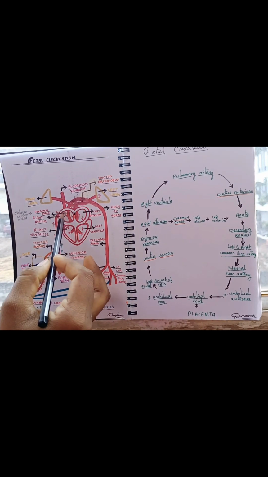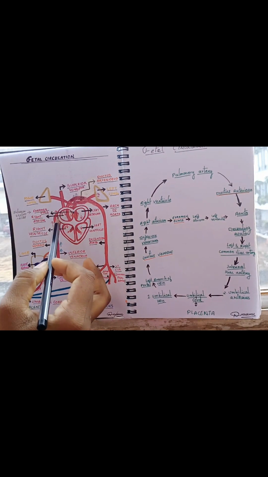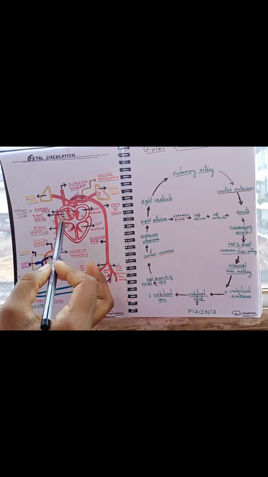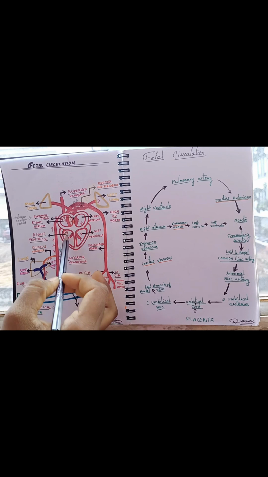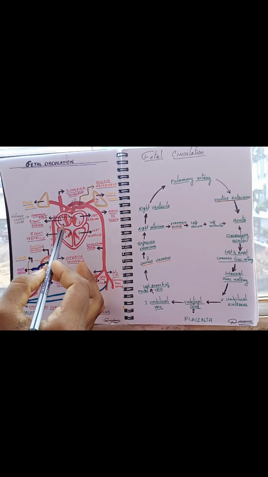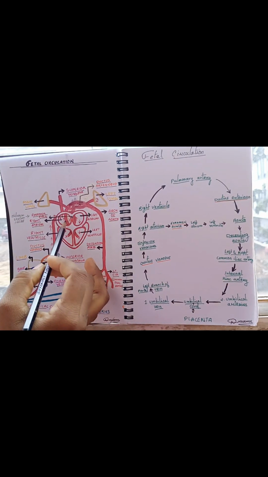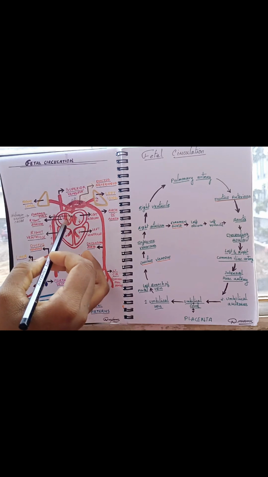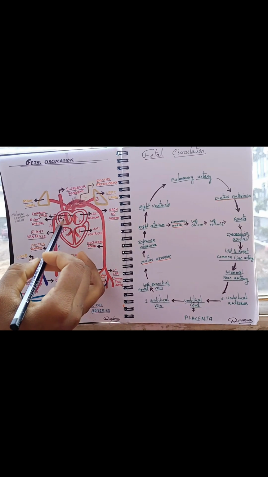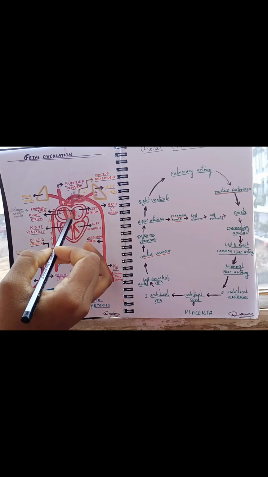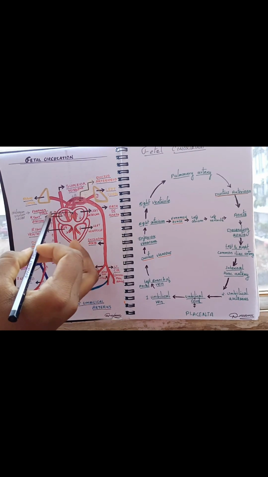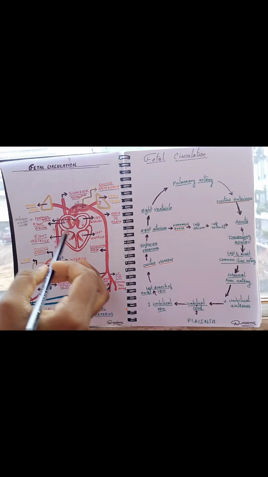Here we can see that from the right atrium, there are two passages. From the right atrium, the blood is coming down to the right ventricle, and some of the blood is going to the left atrium. The blood going to the left atrium is going through a passage, and this passage is nothing but the foramen ovale.